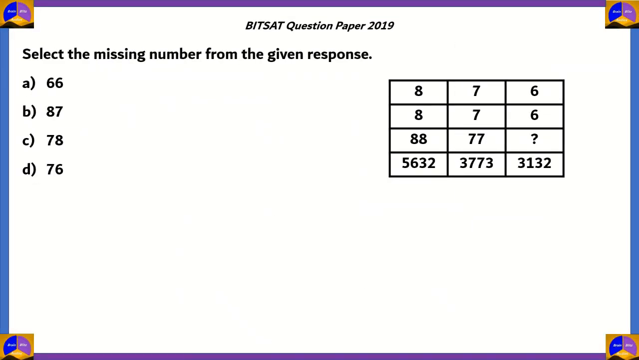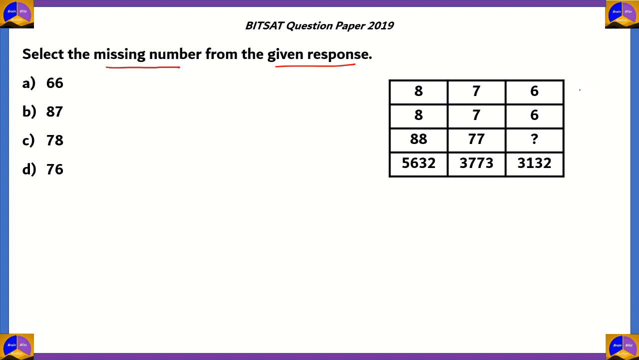Let's look at this question. Select the missing number from the given response. So in this table, we have 8, 8, 88, 5, 6, 3, 2 in the first column, 7, 7, 77, and 3, 7, 7, 3 in the second column, 6, 6, blank, and 3, 1, 3, 2 in the third column.